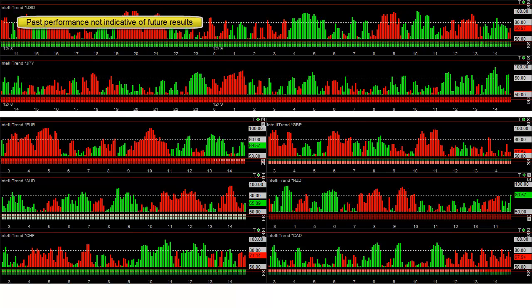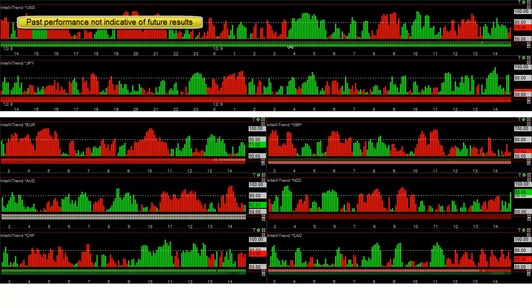What you see here is our IntelliTrend currency meter, which shows you the real-time statistical trend strength and weakness of all the pairs. And underneath the histogram that shows the real-time strength or weakness, you have the weekly and monthly strength or weakness. Basically you want to find a super strong currency like the dollar here from 4 to 8. The weekly trend's extremely strong up, the monthly trend slightly up.